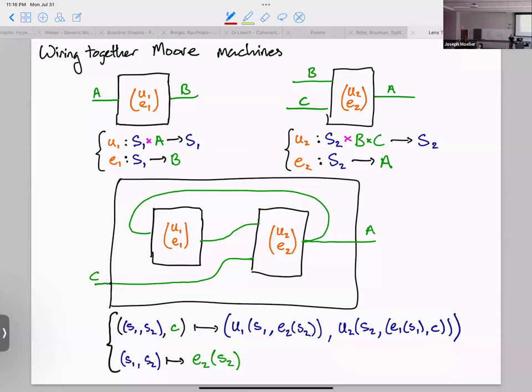Okay, so suppose we had two more machines here. One takes in an A and gives out a B. One takes in a B and a C and gives out an A. And we can wire them up like this in this kind of circuit here.